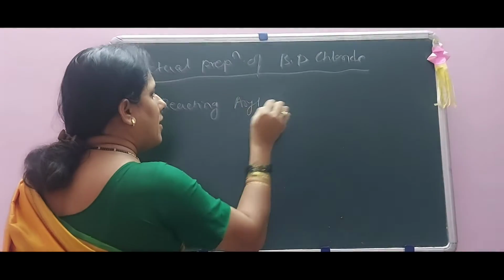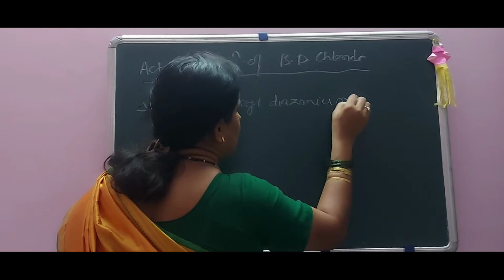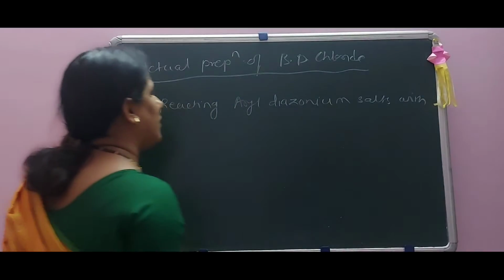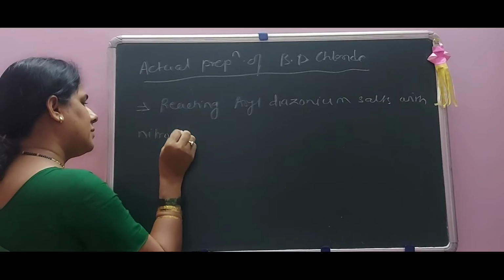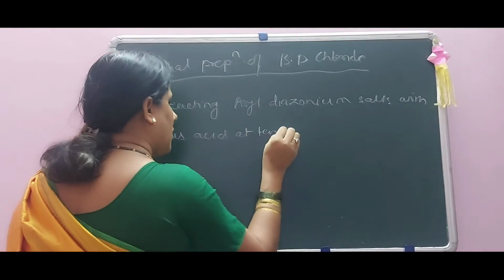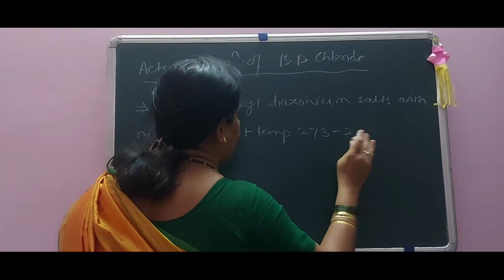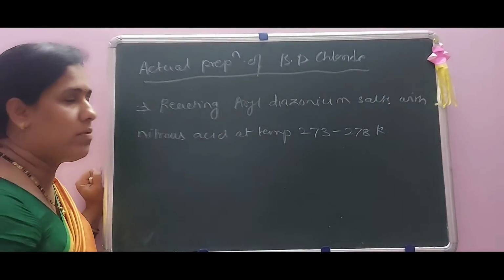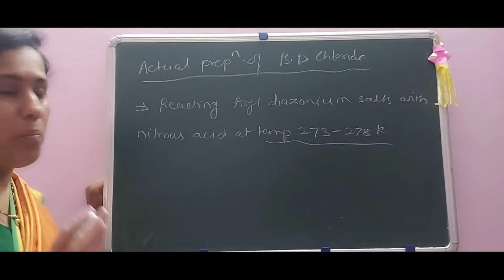Aryl diazonium salts are prepared by reacting with nitrous acid at a temperature of 273 to 278 K, because we have to maintain the temperature. The first point is that temperature is an important one.